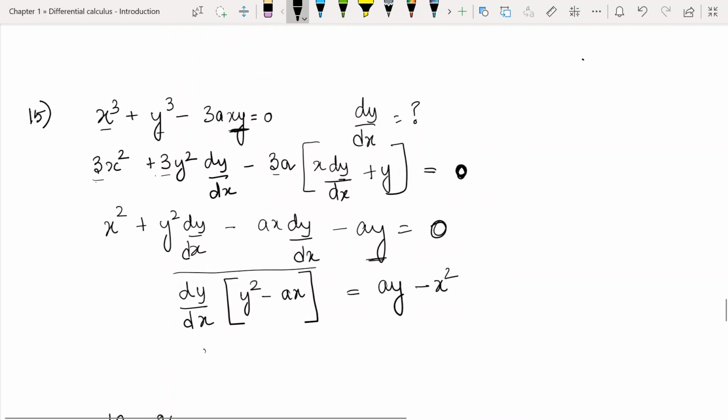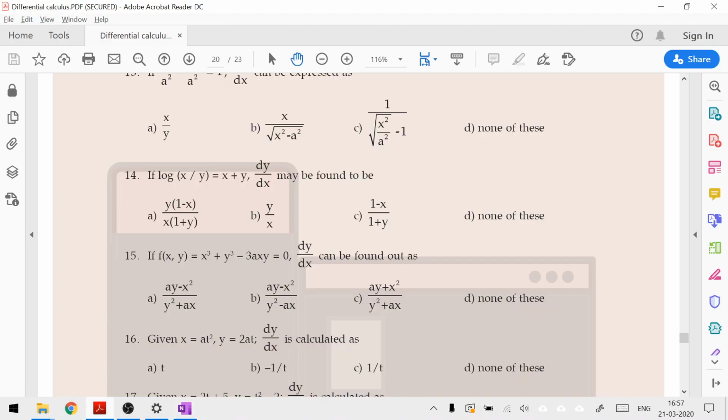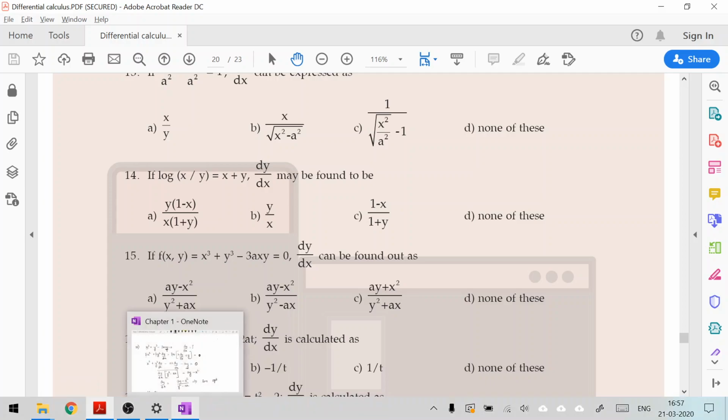So in the next step, dy by dx will be equal to ay minus x square divided by y square minus ax. Okay, this is nothing but which option? Let us check that. Ay minus x square is there in both the options, but the denominator also has a negative here, not here. So we'll pick up option B.